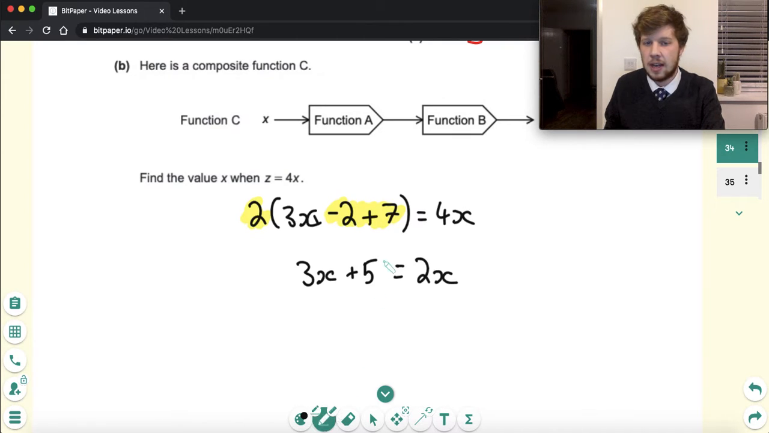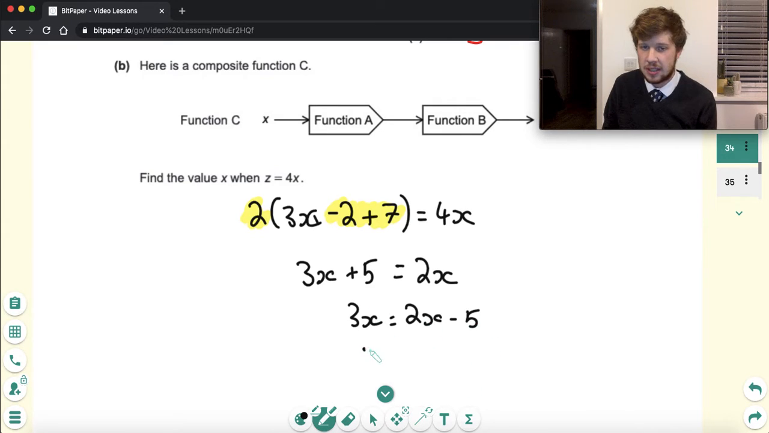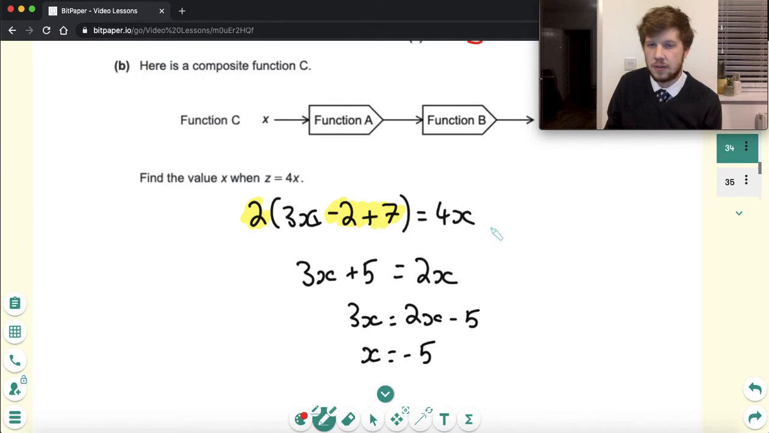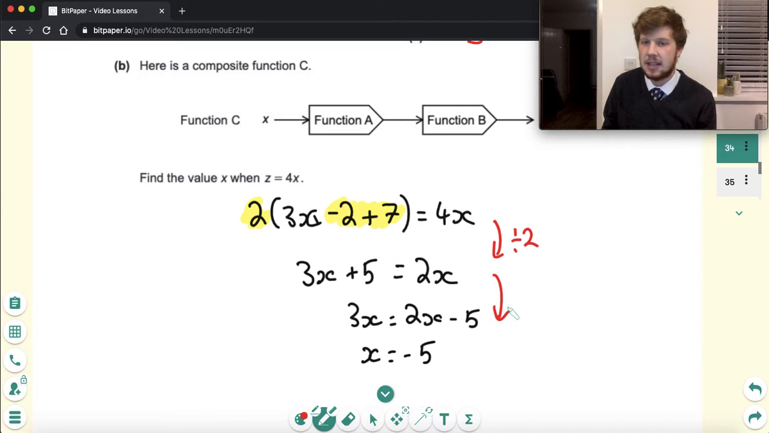From here, I want to take away 5, so that would give me 3x equals 2x take away 5, and then take away 2x gives me x equals negative 5. So I'm just going to show my workings out in red, just so that you can follow. So going down here, I divided by 2. Going down to the next line, I took away 5. And finally, on the last line, I took away 2x. That left me with my answer of x equals negative 5.